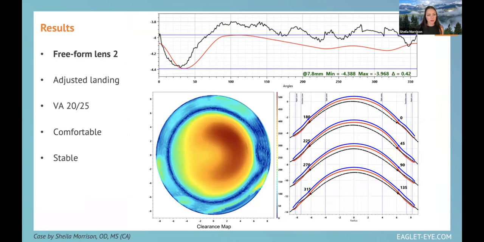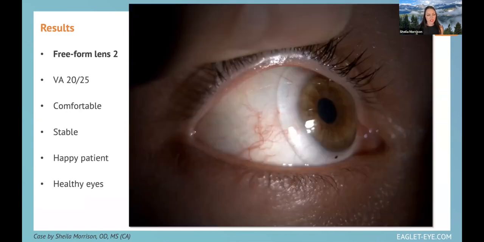And we're able to easily adjust the landing in those spaces where we're getting a little bit too much fluorescein flowing in, utilizing digital technology, data-driven with the ESP, and provided on the second lens 20/25 vision that was comfortable and stable. So this is the opposite side, but he is very happy, with healthy eyes, and was able to wear the lenses full time. He actually ended up getting cross-linked and wanted the exact same lens design on his fellow eye. So that's what we did after that.